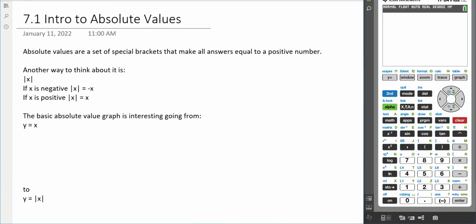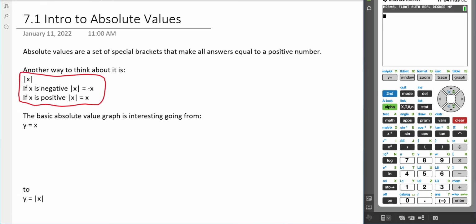So absolute values are a set of special brackets that make all answers equal to a positive number. Basically, what that means is once you use an absolute value bracket, if it was a positive number inside, it doesn't change. If it was a negative number inside, it flips to a positive number. So this is written down in a much more mathematical sense.